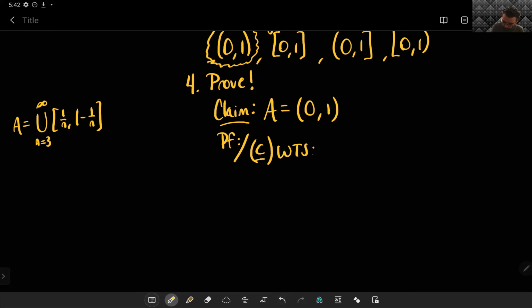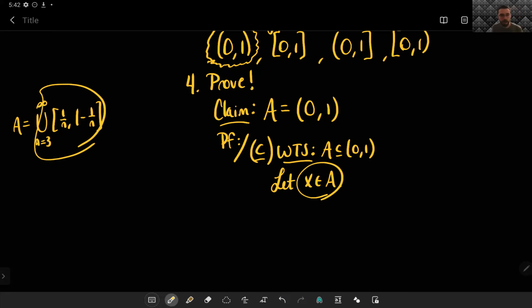So WTS means want to show. I want to show A is a subset of 0, 1. Okay, so let X be an element of A. Then I want to show X is also an element of the interval from 0 to 1. But what does it mean for X to be an element of A? Well, it means X is in this union.